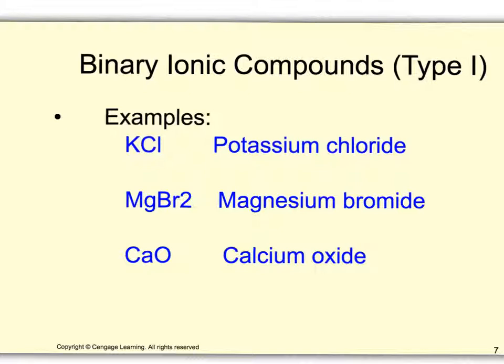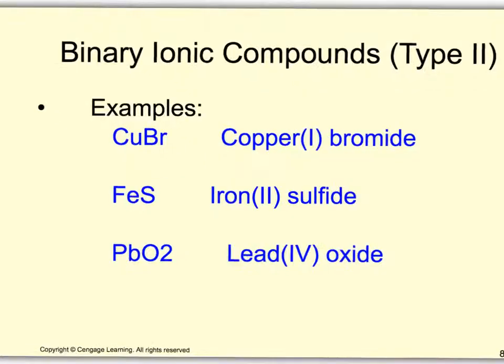CaO. Now, Ca is a metal, O is a nonmetal, therefore we have a binary ionic compound. We would name it calcium oxide. Now, on our binary ionic compounds, part 2, we need to take into account those elements that have varying charges.